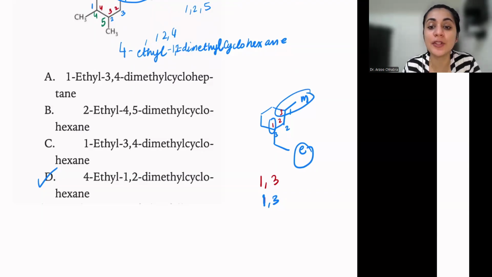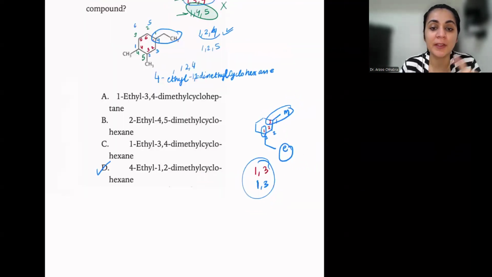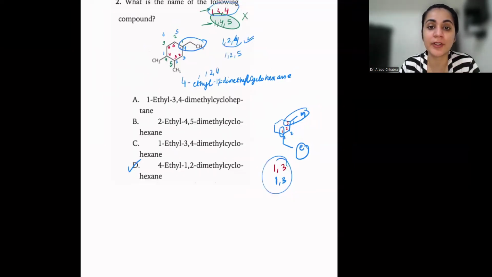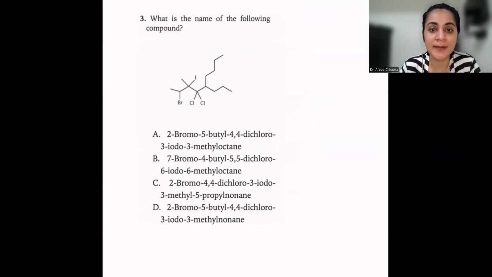So you're now inducing the alphabetical order when your substituents have the same numbers. But the first priority is the substituents, and the sum of their numbers, the sum of your locants, should be the lowest. That should be the first criteria. All right. Next, what is the name of the following compound?